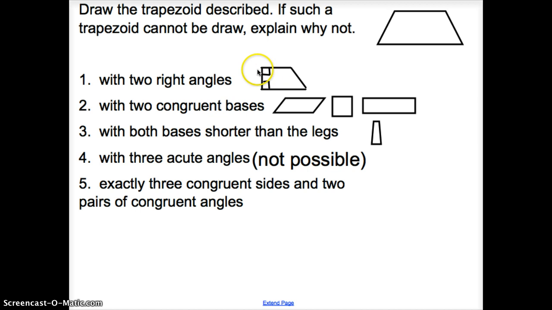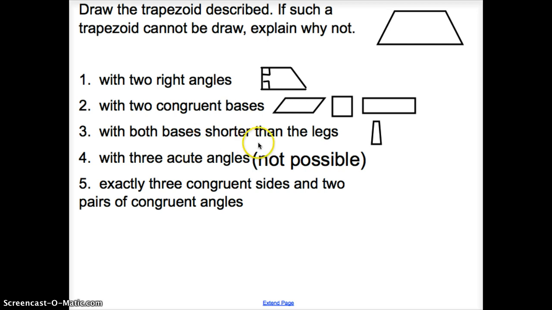A trapezoid with 2 right angles would just be a right trapezoid. These angles over here would be supplementary but not congruent. Number 2 is not possible because if you have a quadrilateral with 2 congruent bases, the only way that you would be able to get the other legs to connect is to make them congruent. No matter how you drew it, the opposite sides would have to be congruent as well.